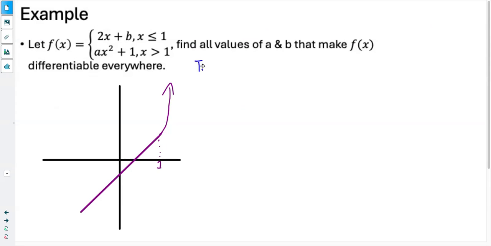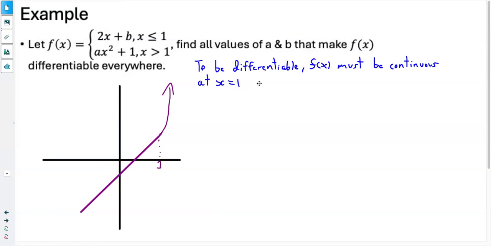So like I mentioned, to be differentiable, f of x must be continuous at x equals 1 and the limit of f of x must exist at x equals 1.